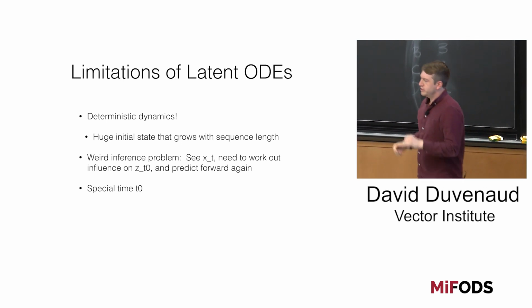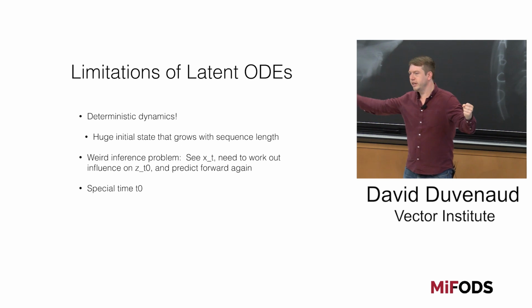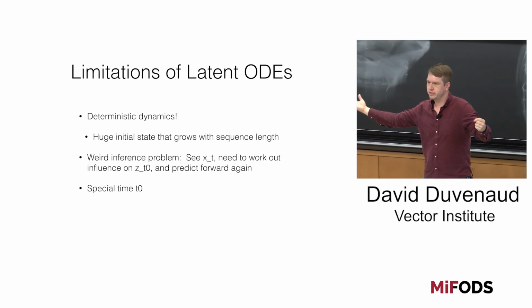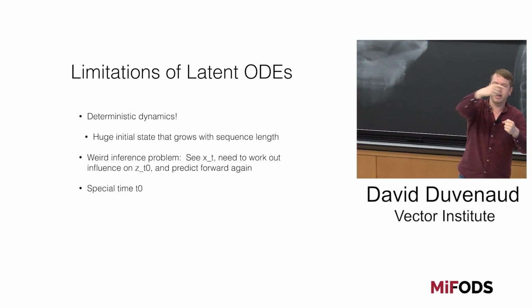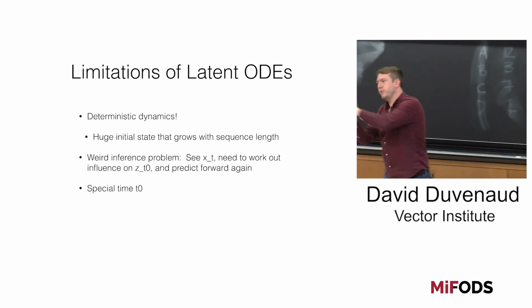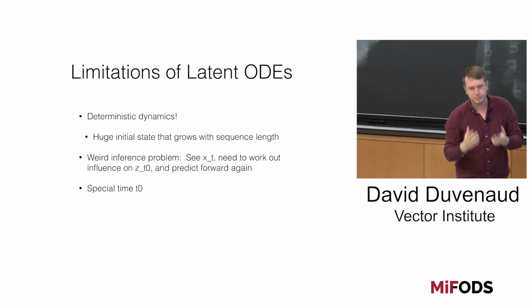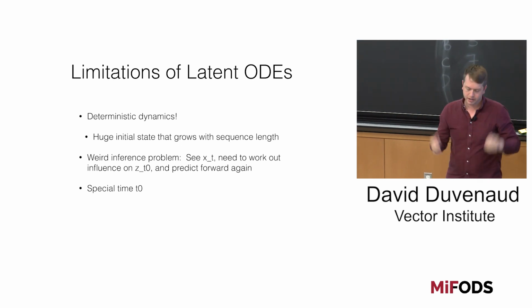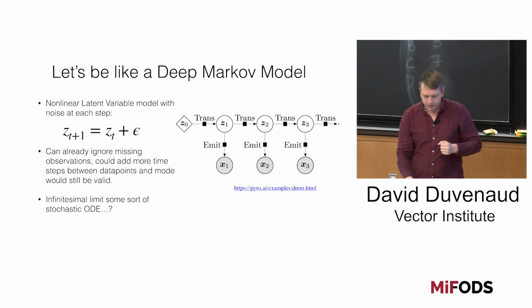It's also a weird inference problem because we have to see data about the person at a certain point in time, go back and ask what does that tell us about their initial condition, combine that with all the data, and then make predictions forward in time as well. And it's just weird to have a special time t0, right? That's just unnatural.